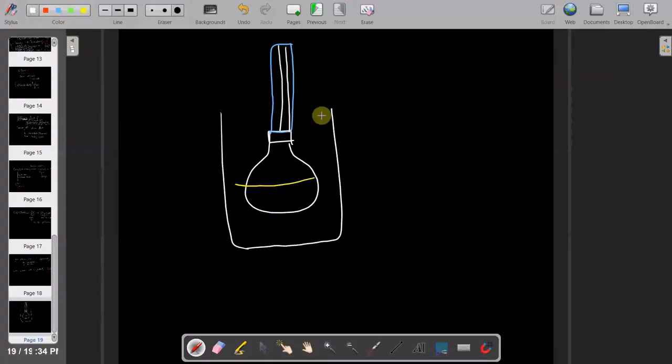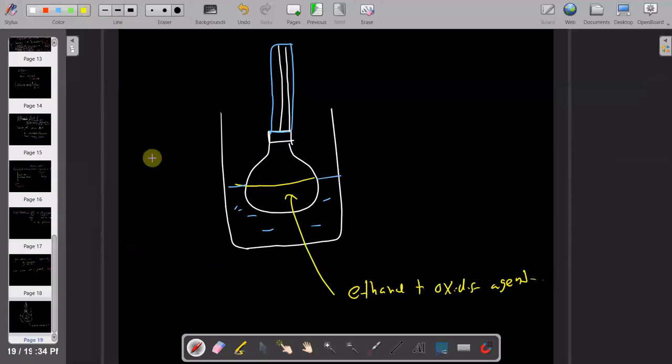Now in the water bath we have what? Heating. Now here we have the reactants. Reactant means ethanol plus oxidizing agent, right, at the beginning. Now what happens here is, the reaction is happening and you are heating it.